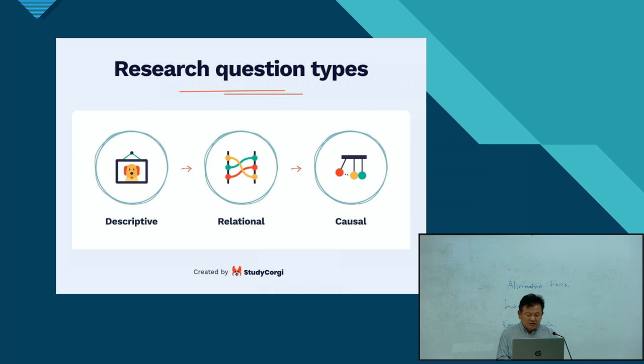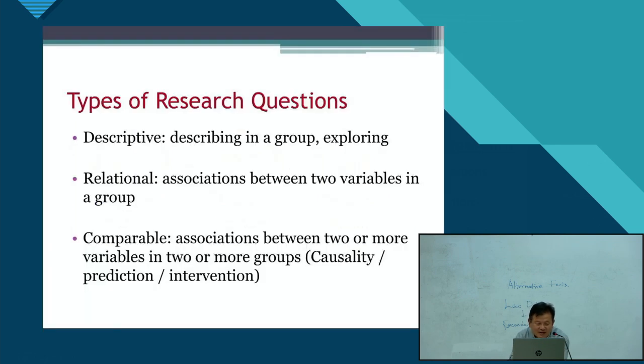Also, question types can be descriptive, relational, and causal. As in the picture, there is a dog, and relational means, for example, a DNA system. And then what is the reason? The reason is that this one is a very clever dog compared to a different dog, something like that. So the types of research questions are descriptive, relational, and comparable.